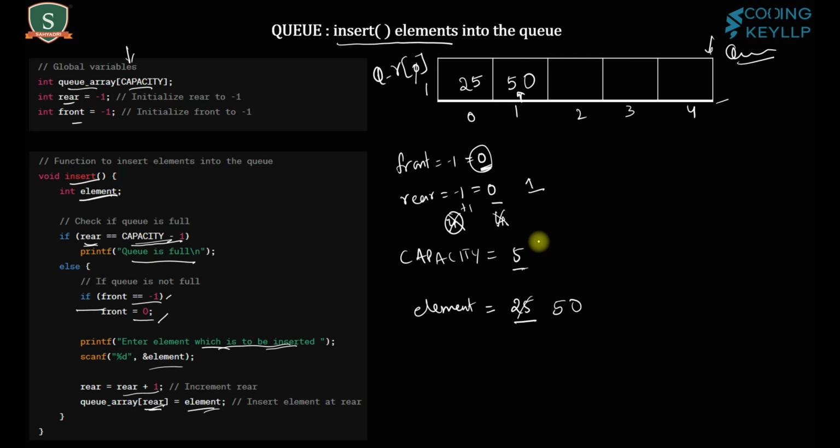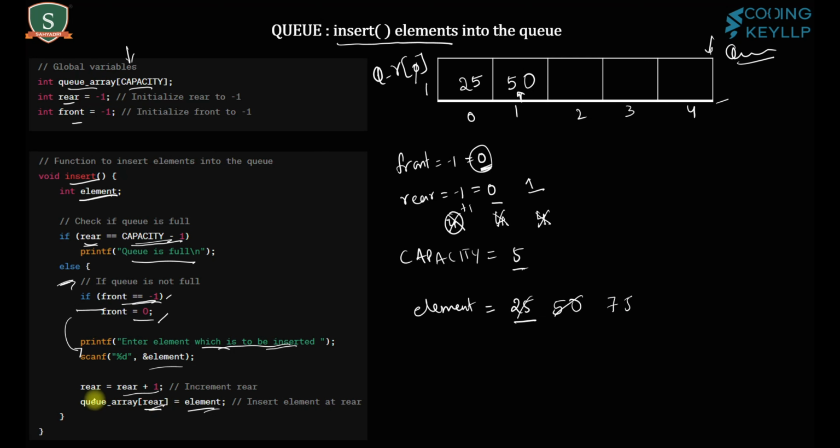What is the capacity value? 5. 5 minus 1 is 4. Is 1 equal to 4? No, the condition failed. Then it comes to printf, it comes to the else part. In the else part, if front is equal to -1, front is not -1, then printf "enter the element to be inserted". Consider the user has entered the value 75.